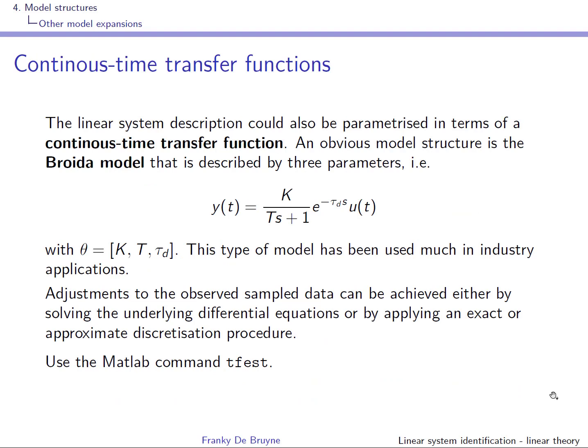So do not forget that you can also parameterize your linear system in terms of a continuous time transfer function, and then you know that an obvious model structure is the Broida model. So you have one time constant T, a gain and a delay. This type of model, as you know, is used very often in industrial applications. So what you can do is use Matlab's command tfest, and in the slides that follow there's an example for that, but I will skip it in this video course.